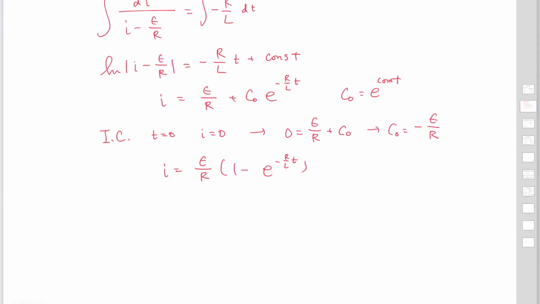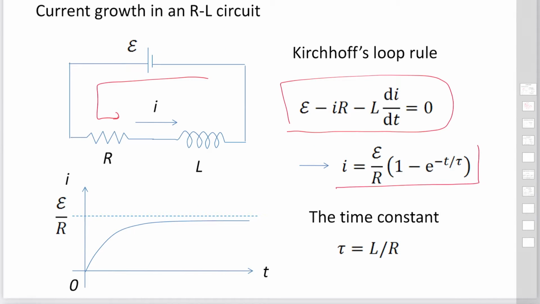If we introduce the time constant tau equals L over R, this becomes epsilon over R times (1 minus exponential of minus t over tau). We have this expression for the current. So current is increasing, and finally it becomes epsilon over R. This is the RL circuit.